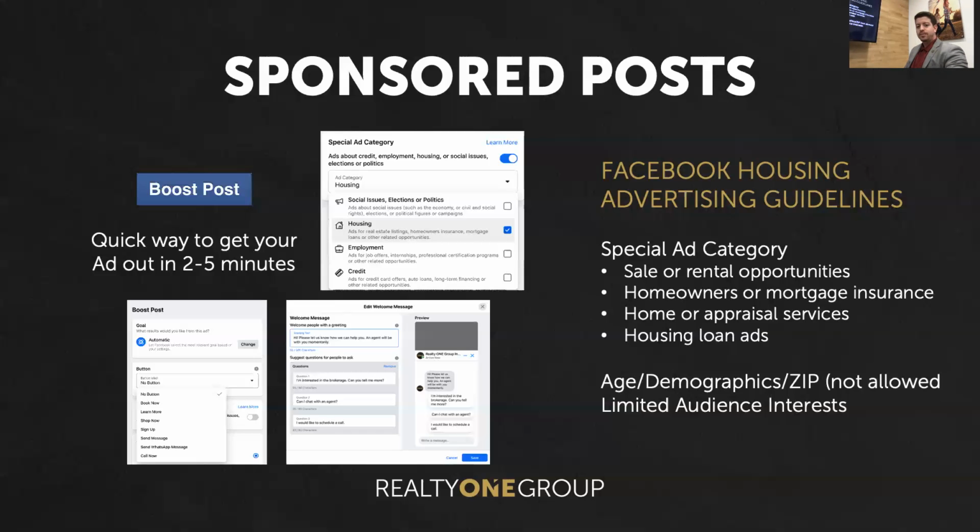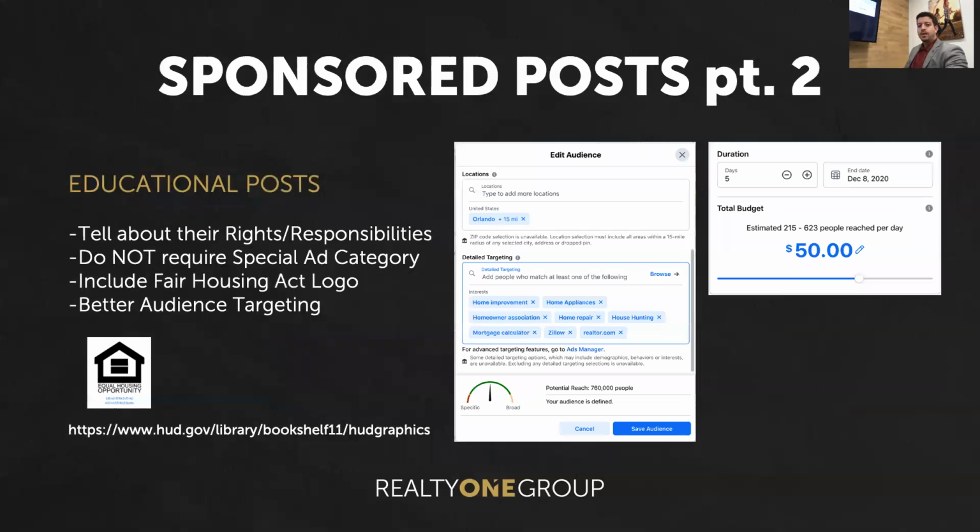But there is a way around that, and that's to include the Fair Housing, the Equal Housing Opportunity logo. So if you are doing a special ad category and you include the Equal Housing Opportunity logo, then it's more likely to get approved.